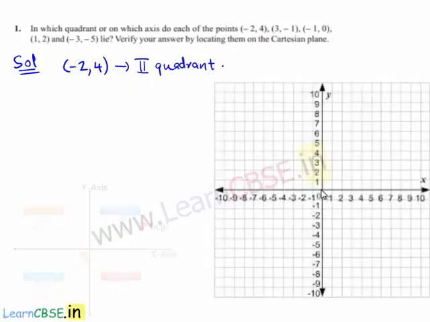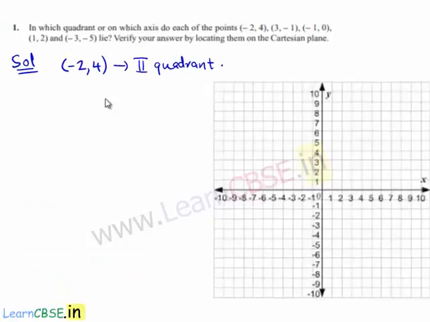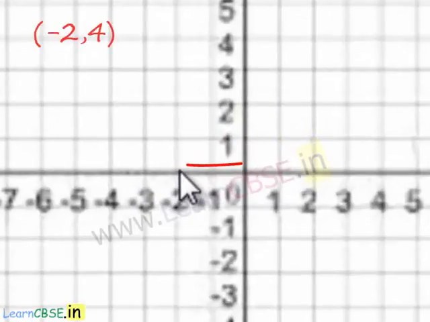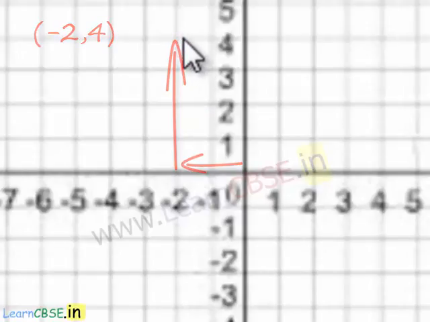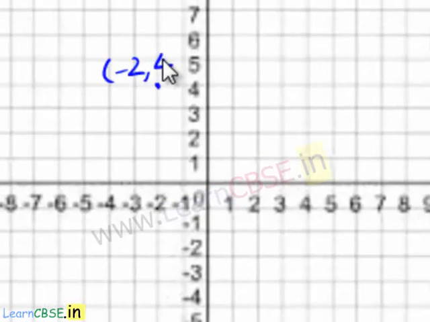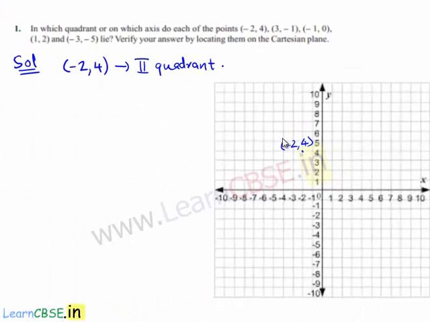Starting from the origin, since the x coordinate is given as -2, we move 2 units along the negative direction of the x-axis, and further from here, since the y coordinate is given as +4, we move 4 units along the positive direction of the y-axis. So the point (-2, 4) lies here. Hence, the point lies in the second quadrant.